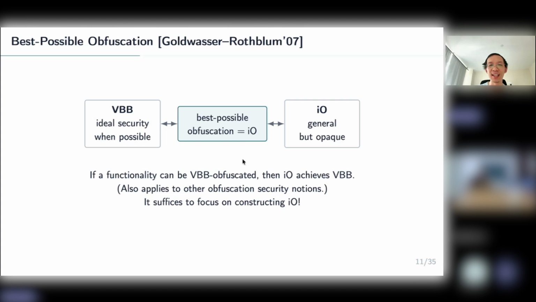If the functionality can achieve any security notion, then best possible obfuscation and thus IO will also achieve that security notion. So what this means for cryptographers is that rather than focusing on every functionality and thinking about what kind of security notion we can construct for each functionality, instead we can just focus on this general primitive called IO. And as long as we can construct IO, then we can get any security notion that is possible. So this is a really wonderful result.